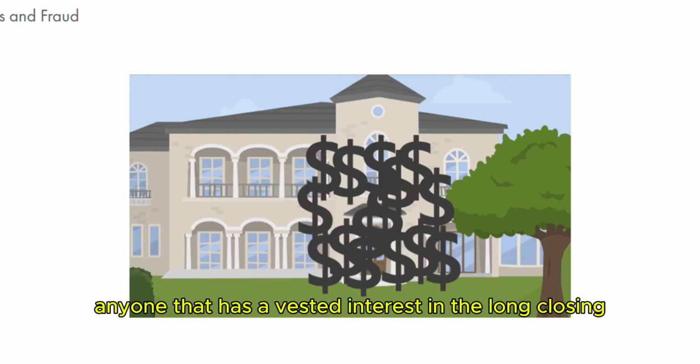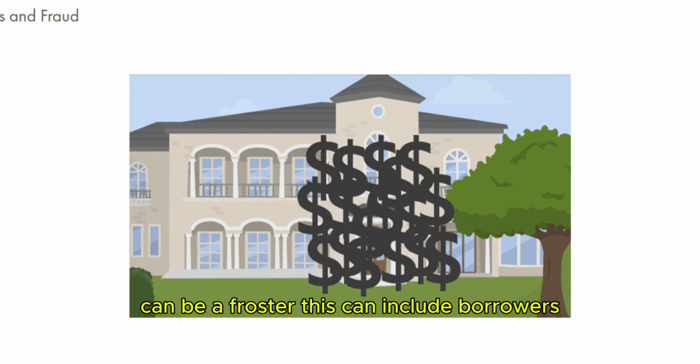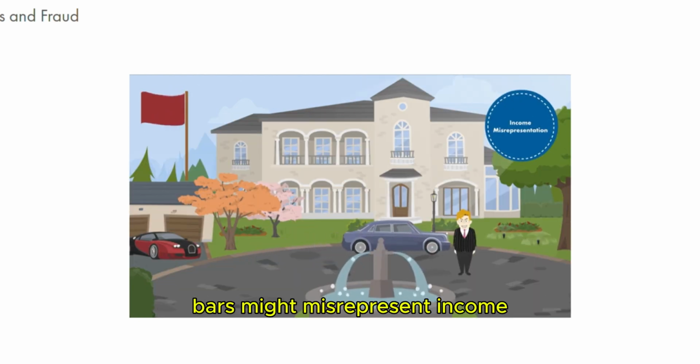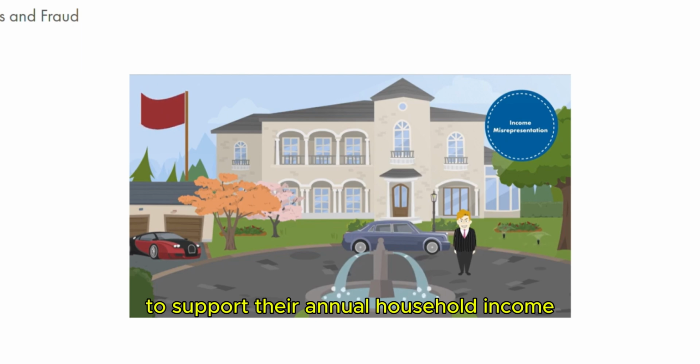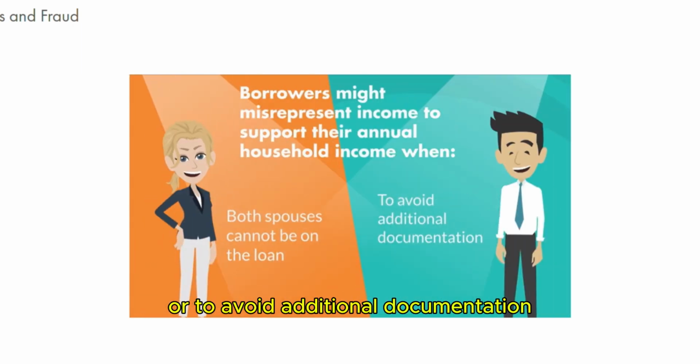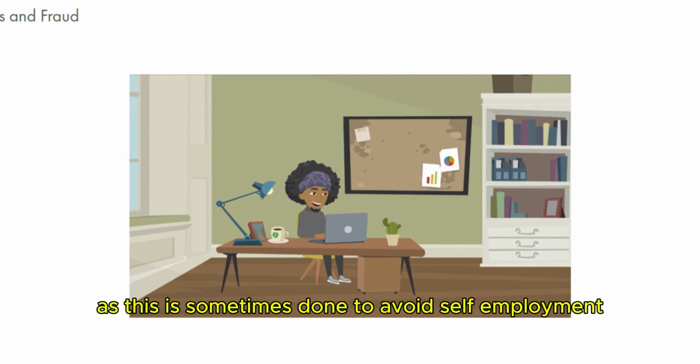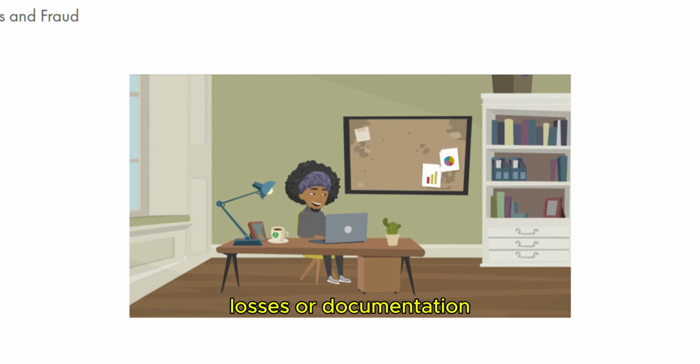Anyone that has a vested interest in the loan closing can be a fraudster. This can include borrowers, real estate agents, and third-party processors. Be on the lookout for income misrepresentation. Borrowers might misrepresent income to support their annual household income when both spouses cannot be on the loan or to avoid additional documentation. Look further in depth at self-employed borrowers that recently took a salaried W-2 position to make sure the situation makes sense, as this is sometimes done to avoid self-employment losses or documentation.